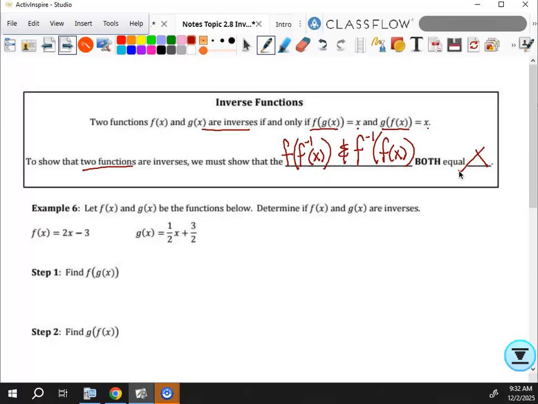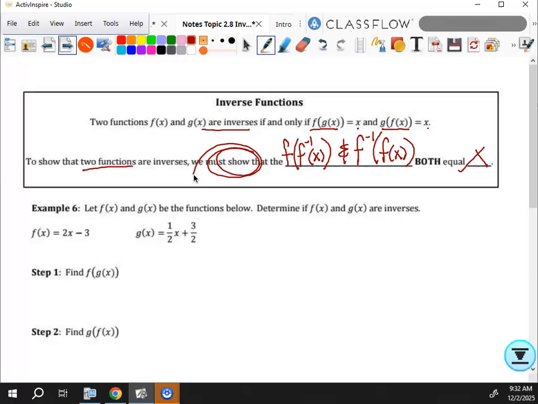Here's the key word here. We must show. If it says show that these are inverses and you say they are not inverses, that makes no sense, because they're telling you they are inverses and they're telling you that you should get x. You just have to show the work that shows that that actually happens. Okay? Does that make sense to you?